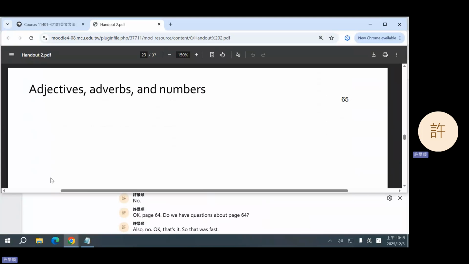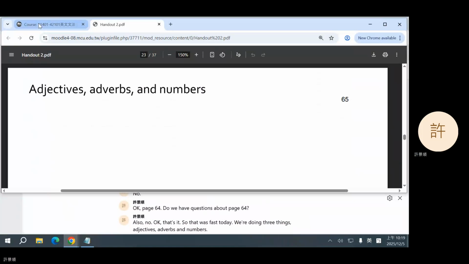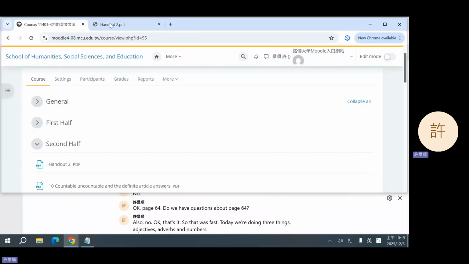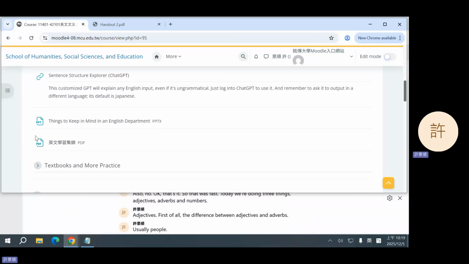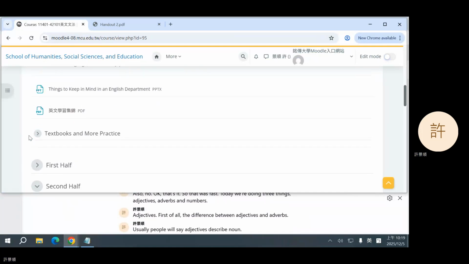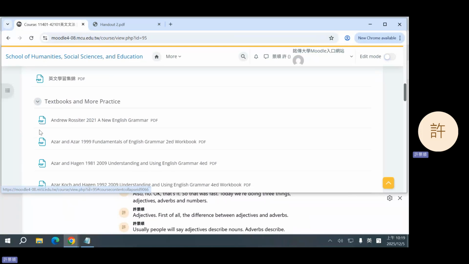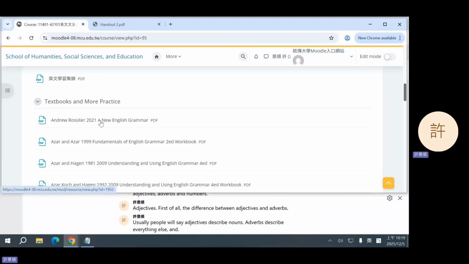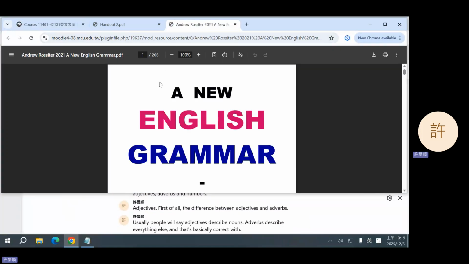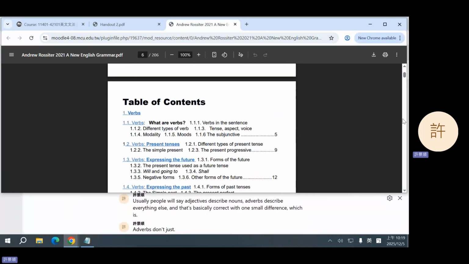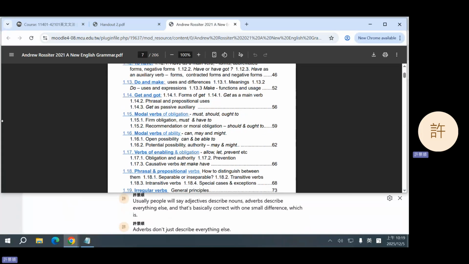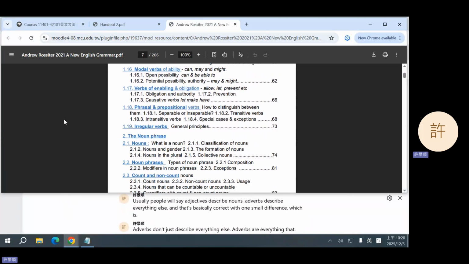So that was fast. Today we're doing three things: adjectives, adverbs, and numbers. Adjectives, first of all, the difference between adjectives and adverbs. Usually people will say adjectives describe nouns, adverbs describe everything else. And that's basically correct, with one small difference, which is adverbs don't just describe everything else. Adverbs are everything that is not anything else.